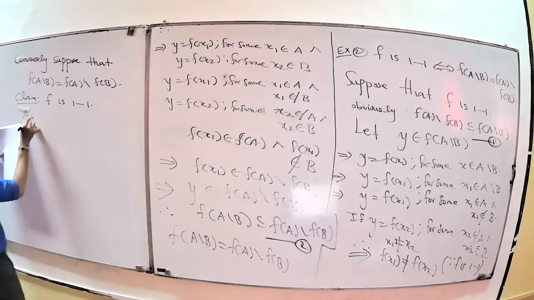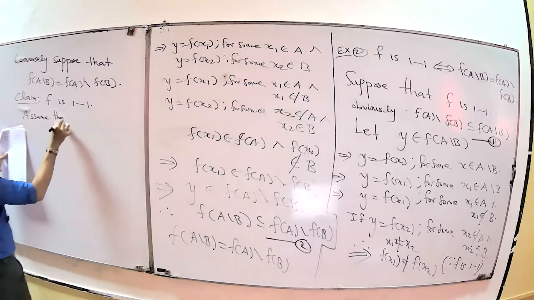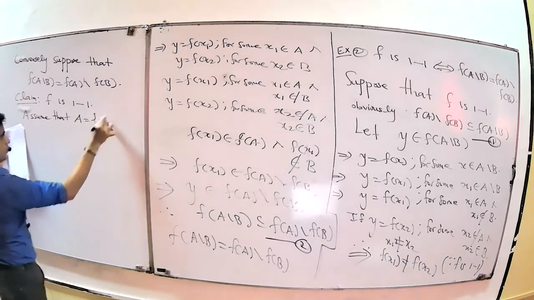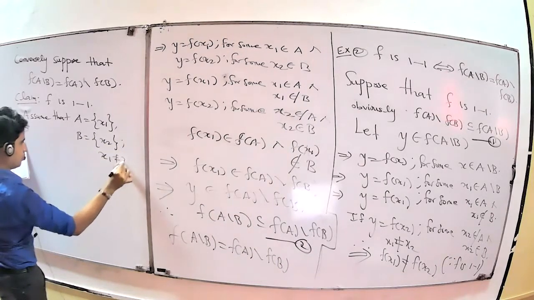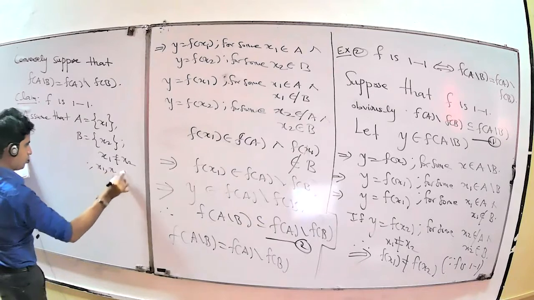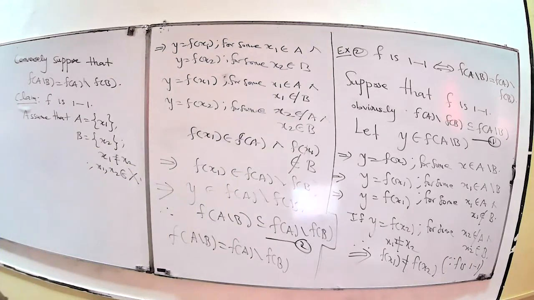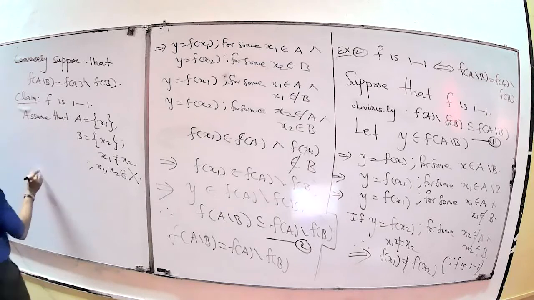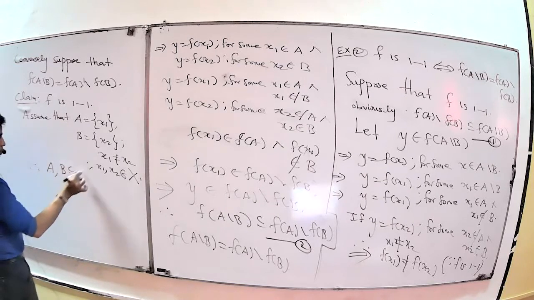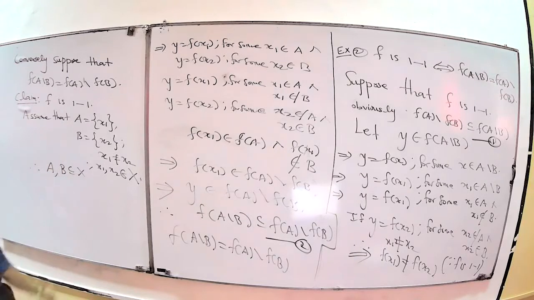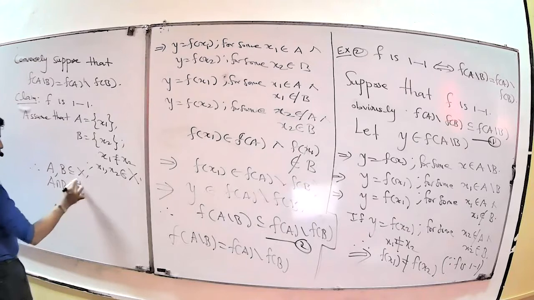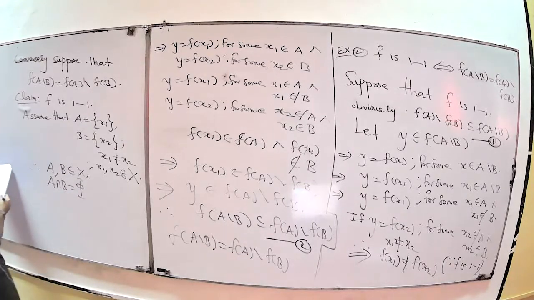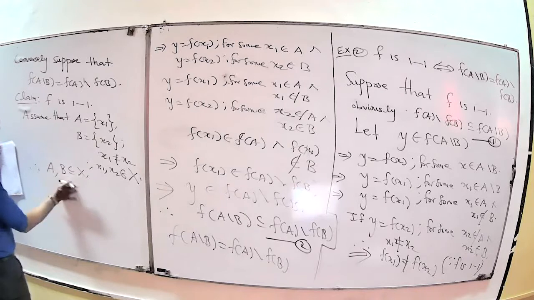Assume that for sets A equal to x1, B equal to x2, both are not equal, and x1, x2 belong to X. Therefore, A, B are subsets of X. What about A intersection B? There is no common element, therefore it's empty. But sorry, here you want to check not A intersection B, but A minus B.